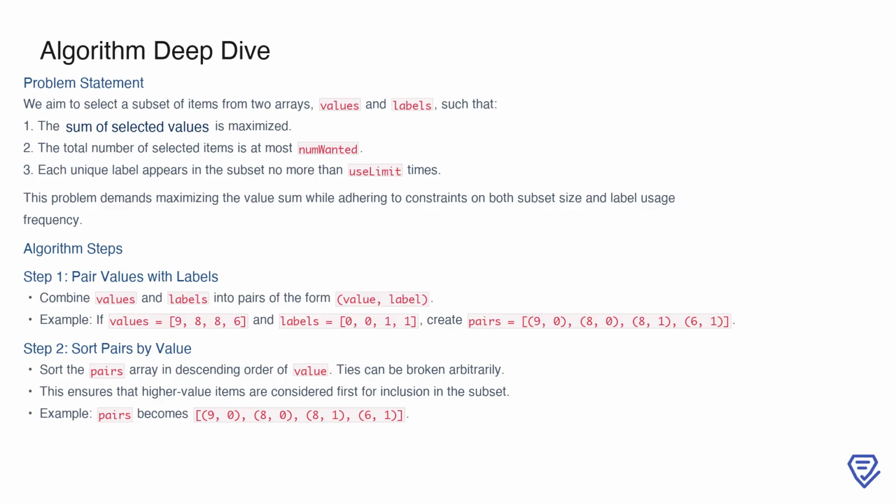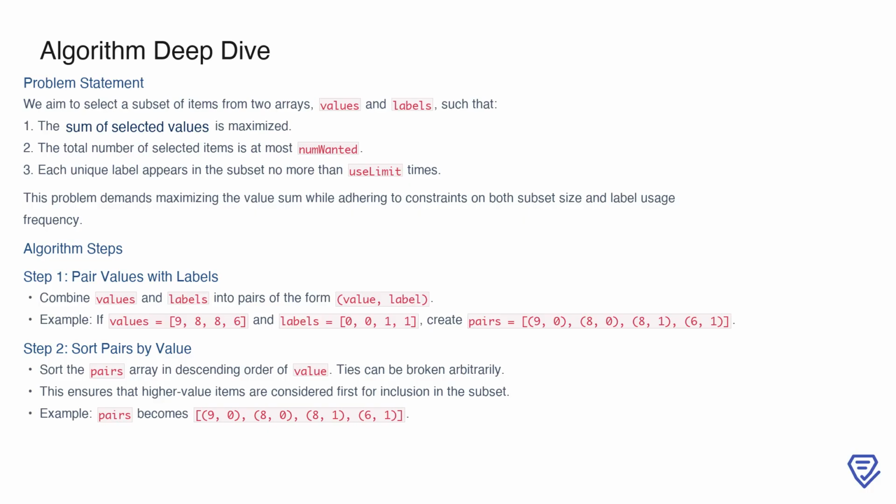Initially, we pair each value with its corresponding label to create a list of tuples, allowing us to handle both attributes efficiently. For example, if values equals [9, 8, 8, 6] and labels equals [0, 0, 1, 1], the resulting list of pairs would be (9, 0), (8, 0), (8, 1), (6, 1).